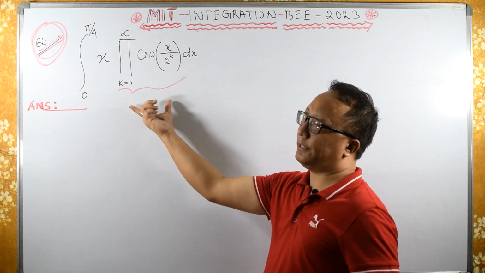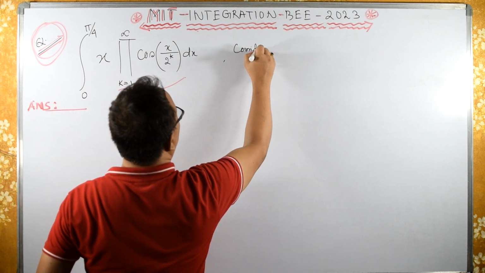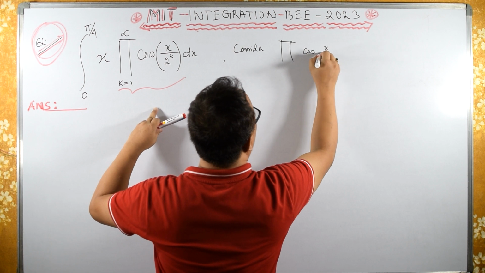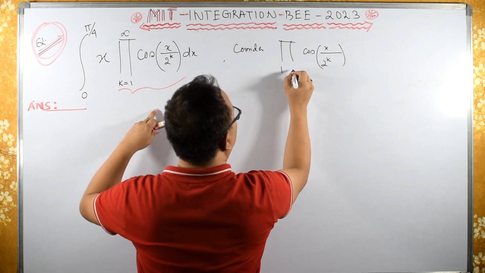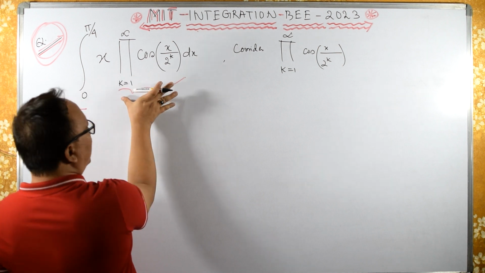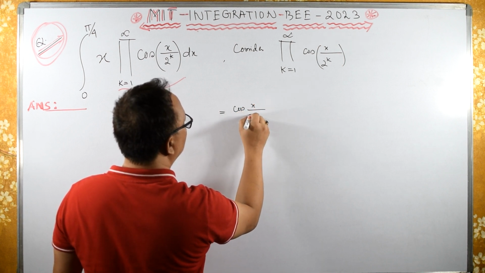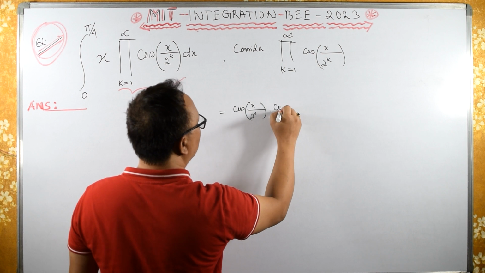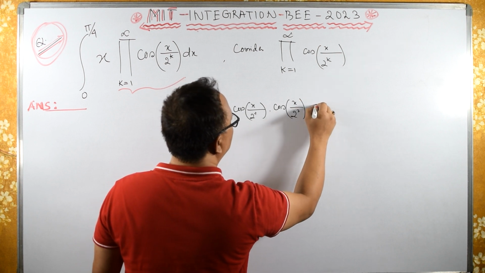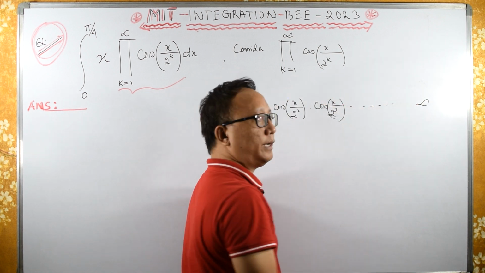Let's expand this. Let's consider this part: the product of cos of x upon 2 raised to k, where k goes from 1 to infinity. Now let's substitute over here. I am considering only these parts. So this equals, when k equals 1, cos of x upon 2 raised to 1, into, when k equals 2, cos of x upon 2 raised to 2, and into cos of x upon 2 raised to cube, and so on, up to infinity.